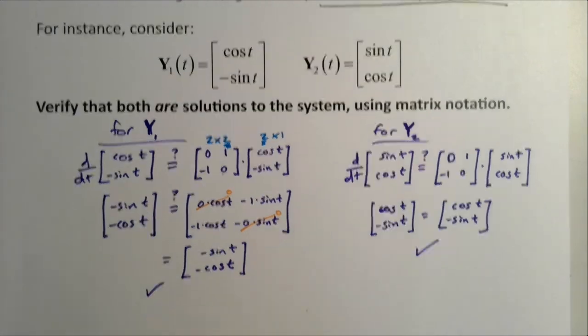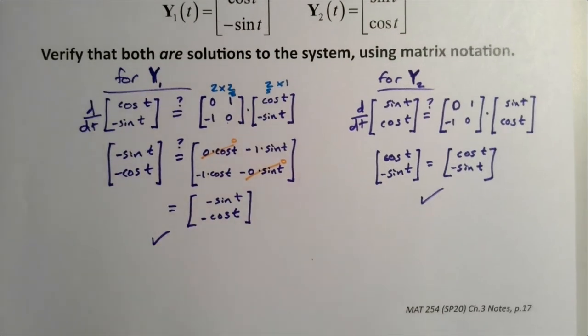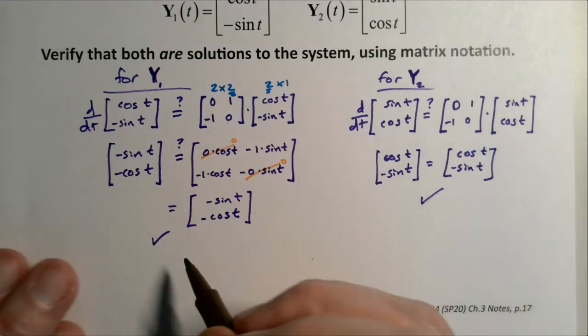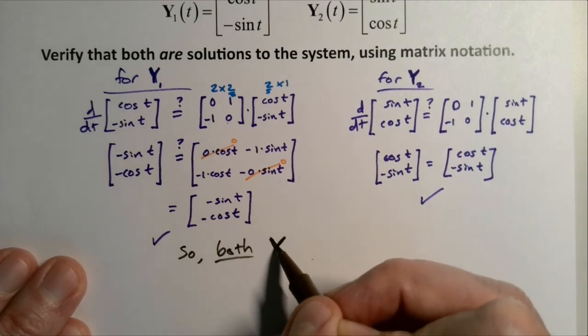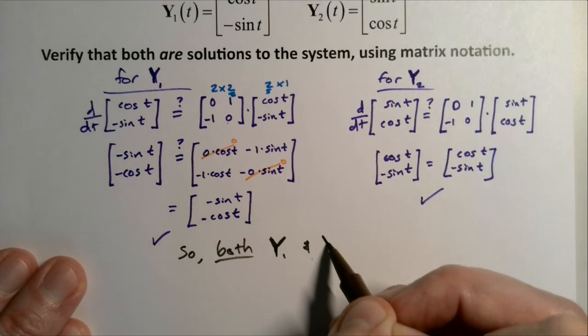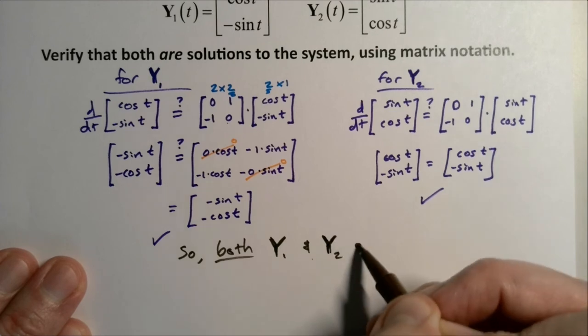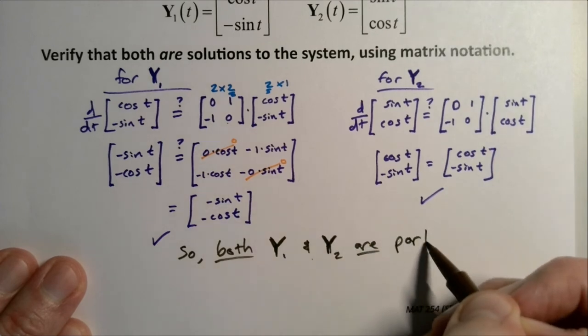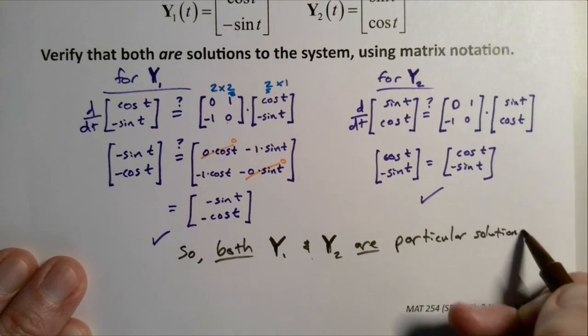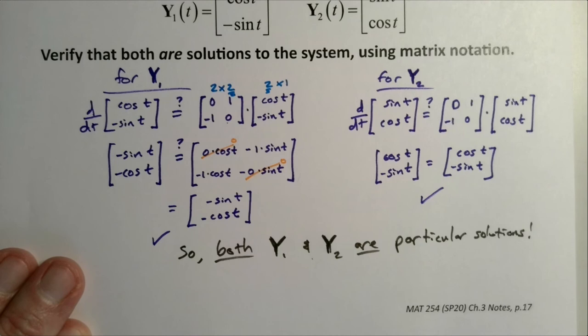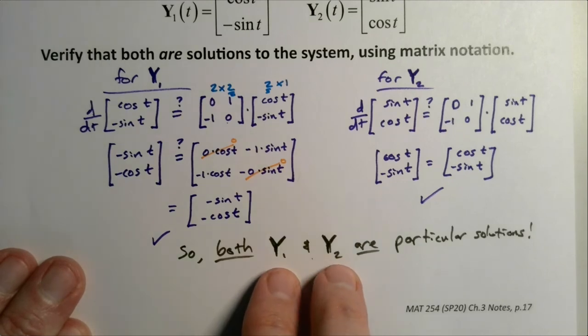And so what that tells us is that we have two particular solutions. So on the bottom I'm going to say both y1 and y2 are particular solutions. But that means any linear combination of these two is also a particular solution.